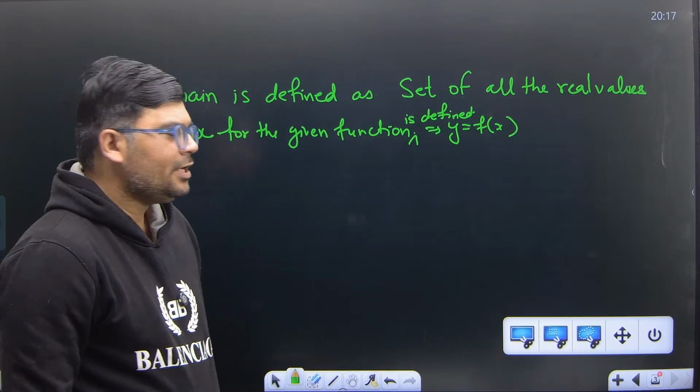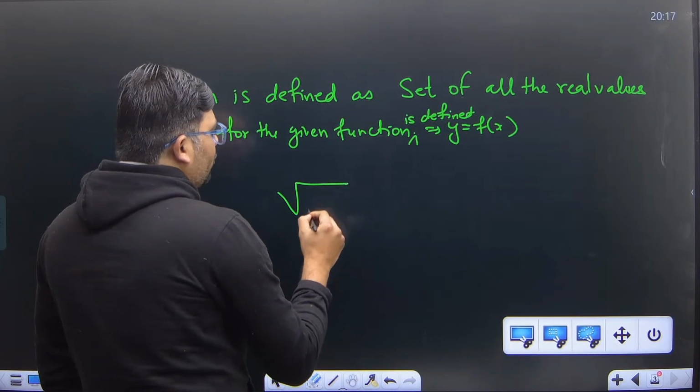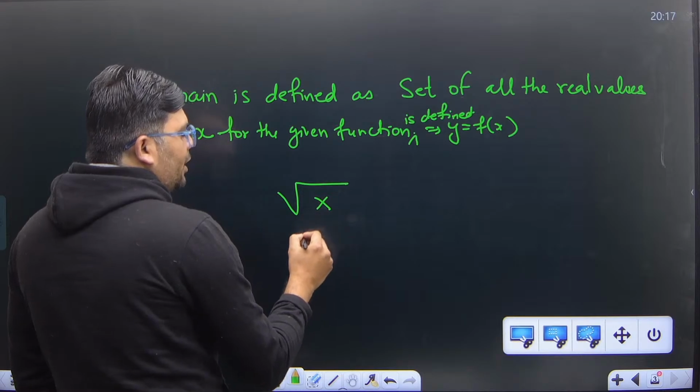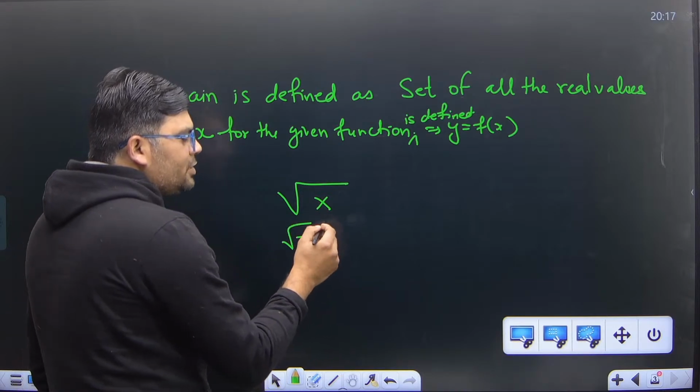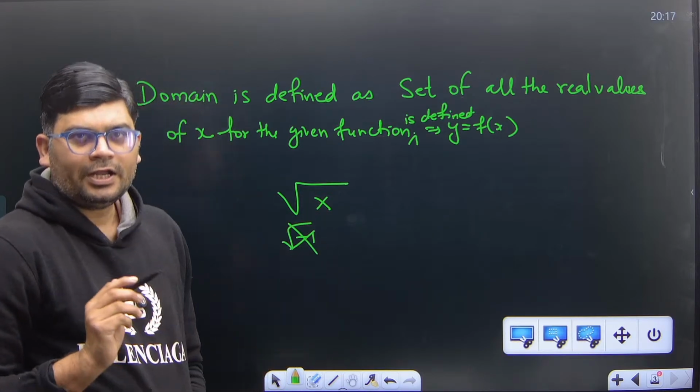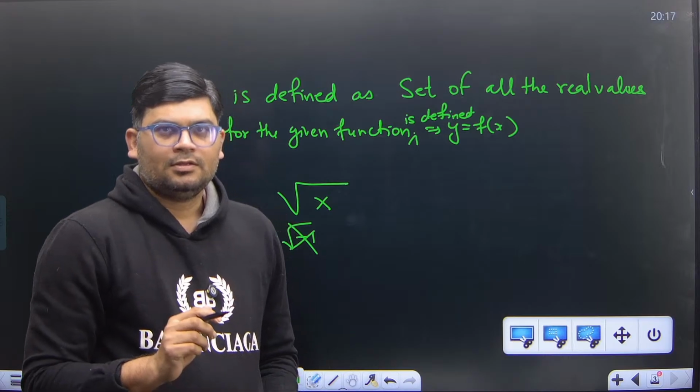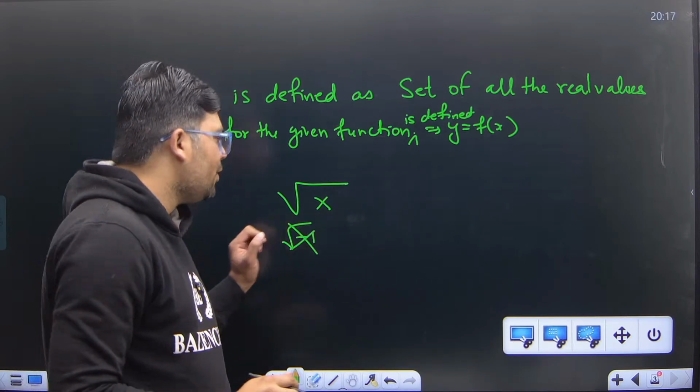For example, suppose I am writing under root x. For negative numbers, this function is not defined. Are you getting it? The function has to be defined, meaning the function is operatable.